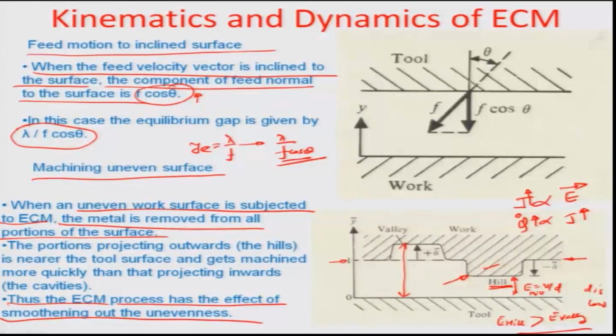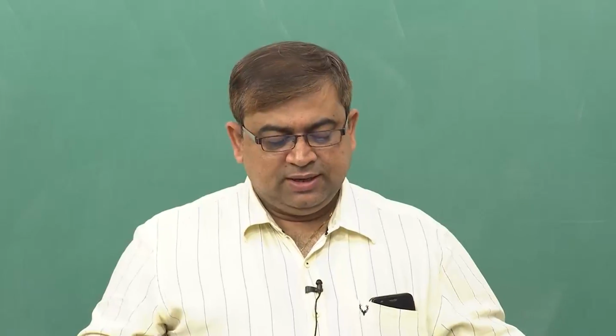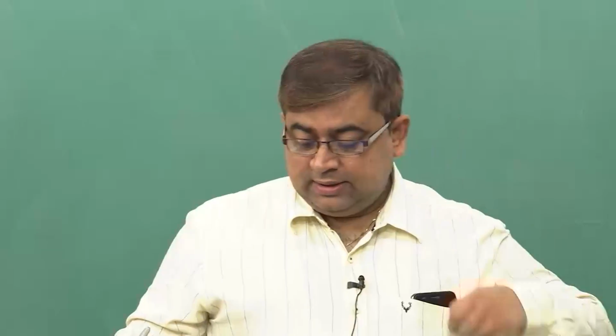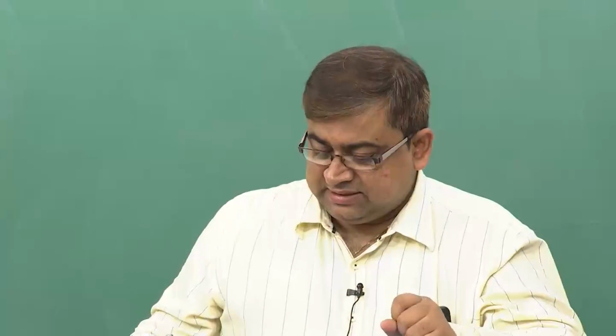Let us now look at some of the issues related to these uneven surfaces. We assume here certain things: let us say we make this gap right here to be the equilibrium gap ye, a condition where the dissolution rate is similar to the rate at which the feed is happening. This corresponds to ye equal to lambda by f, the condition that we have discussed in the last steps. We want to see how the unevenness can be mapped in such a situation.